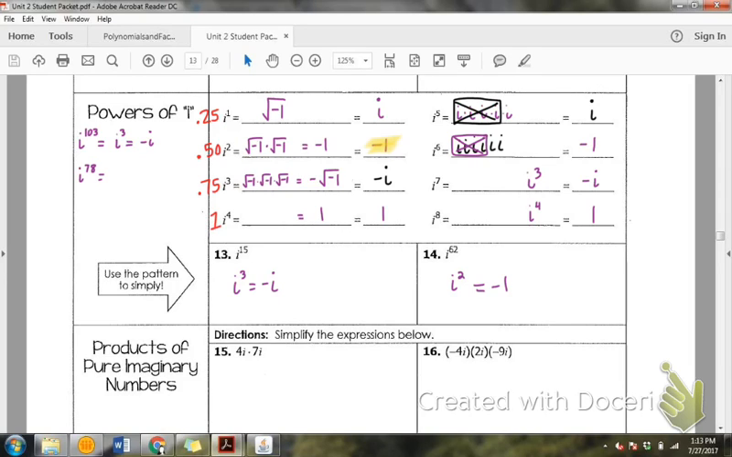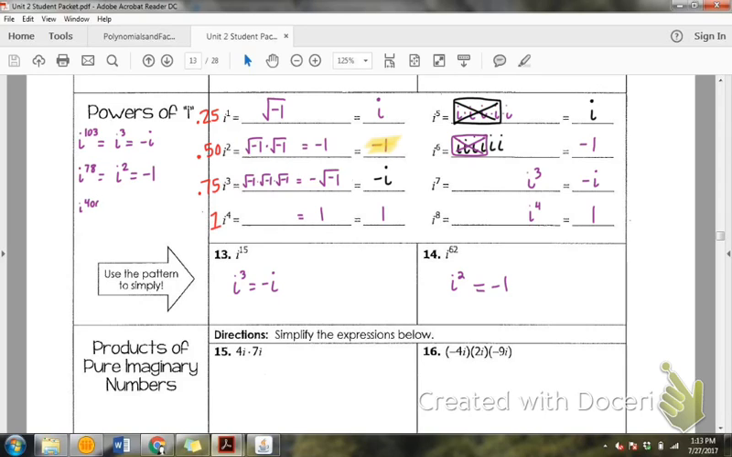So Lexi, i to the 78th reduces to really what? i squared? Lexi, what is i squared really? -1. Anybody else get i squared on that one? 4 of you? Good. Okay. It's like pulling teeth from you. One last one.